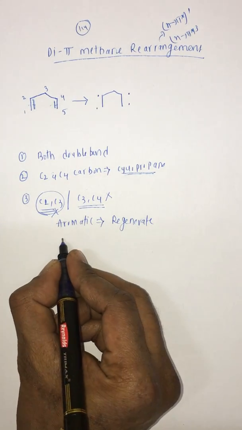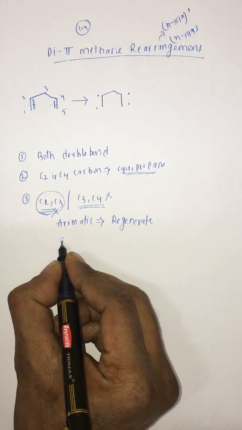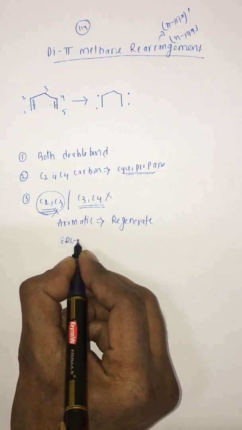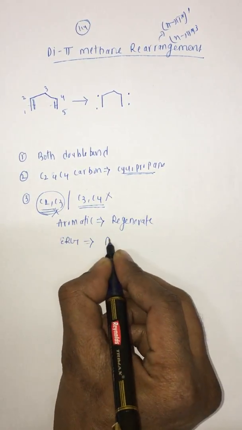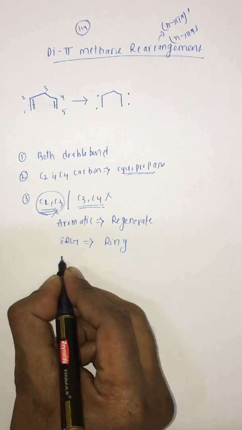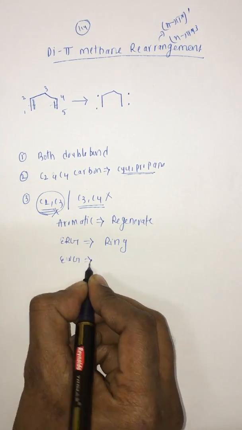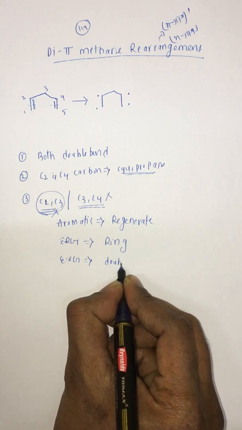And also it depends upon the electrons: the electron rich group should be part of the ring system, and the electron withdrawing group should be part of a double bond.